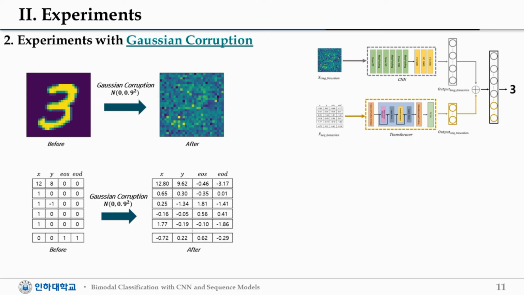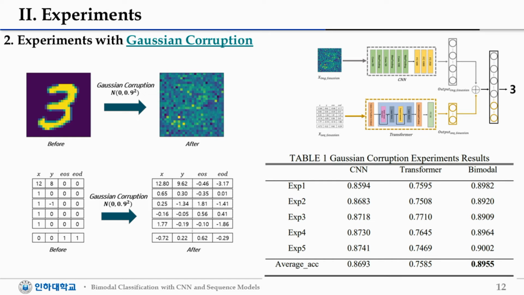In the first experiment, we used Gaussian corruption. The Gaussian corruption, following a normal distribution with mean 0 and standard deviation 0.9 squared, is added to the image MNIST dataset and the sequence MNIST dataset. The experiments were conducted a total of 5 times, and the result values were expressed in Table 1 by calculating the average of the accuracy values.